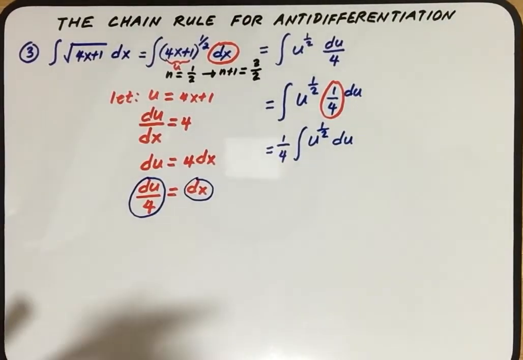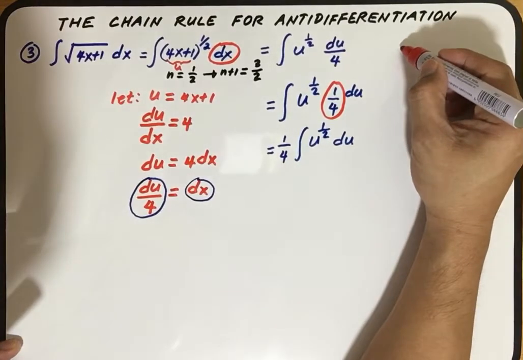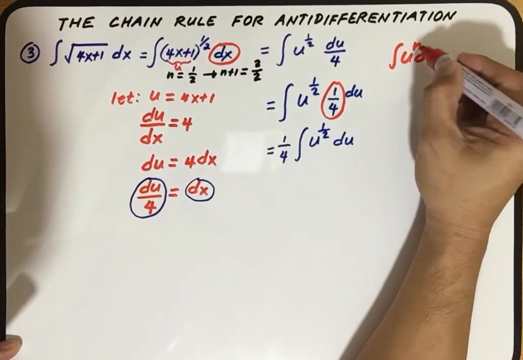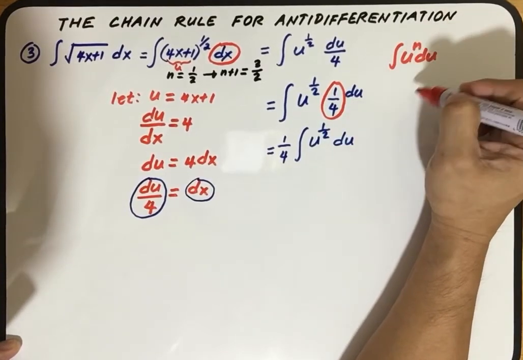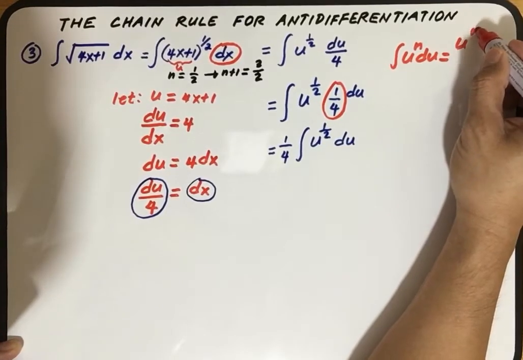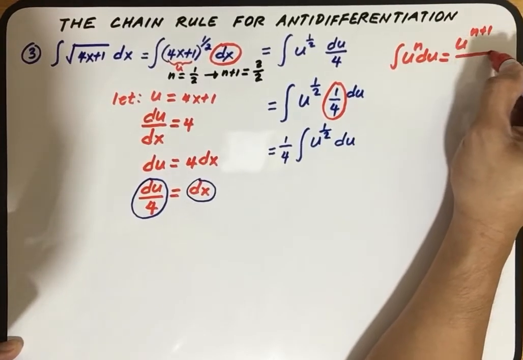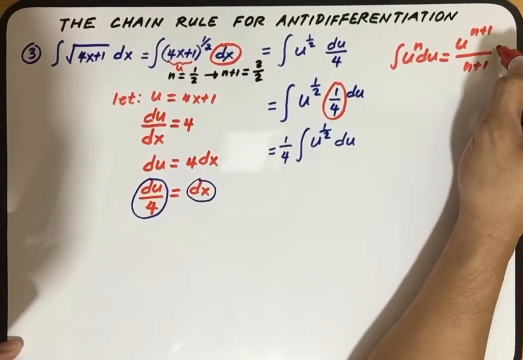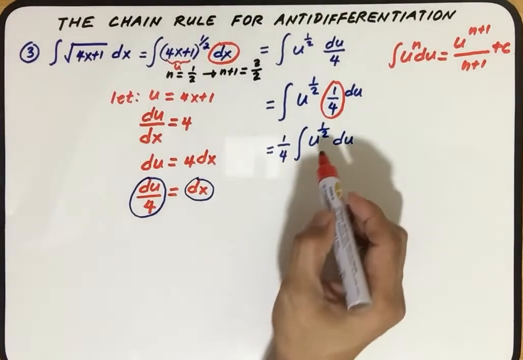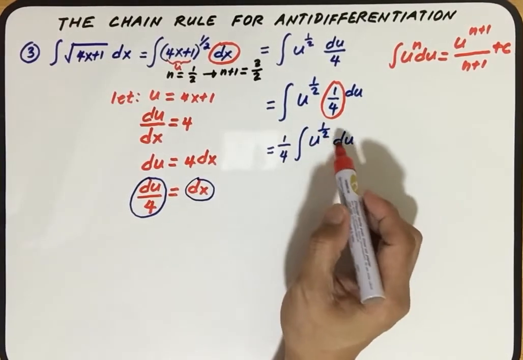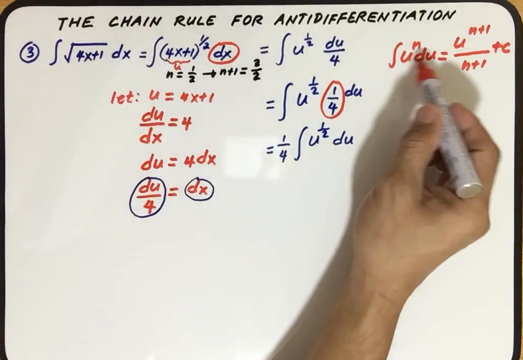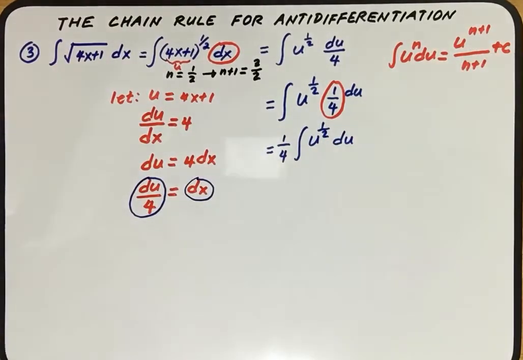So our general power formula is the integral of u to the n du. If you can get this form out of your process, then you can use this formula: u to the n plus 1 divided by n plus 1, then plus c. Okay? So the derived expression that we have after the substitution process follows this form. Therefore, we can use this formula.